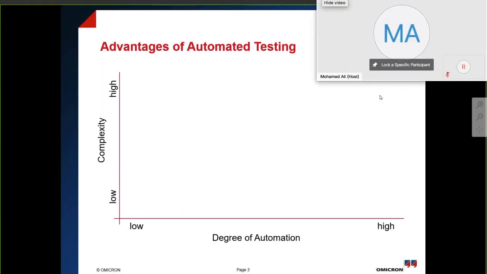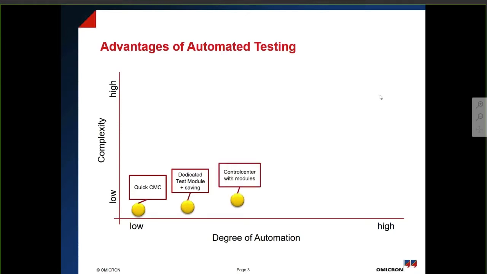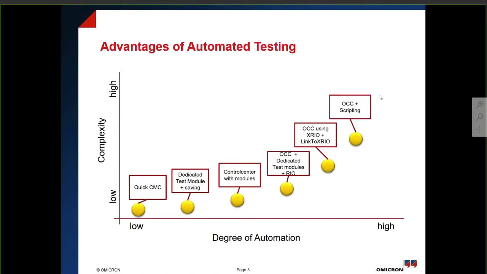Advantage of automatic testing, as you see, you have this diagram. The horizontal axis is the degree of automation, and the vertical axis is the complexity. So the first one, our modules in this universe, it's called Quick CMC. It's appeared now, and now we have a dedicated test menu and saving. The second is the control center push modules, and OCC dedicated push modules plus REO, and OCC using XRIO, and OCC scripting and only scripting CM engine.